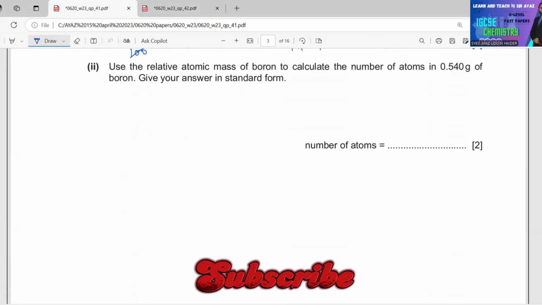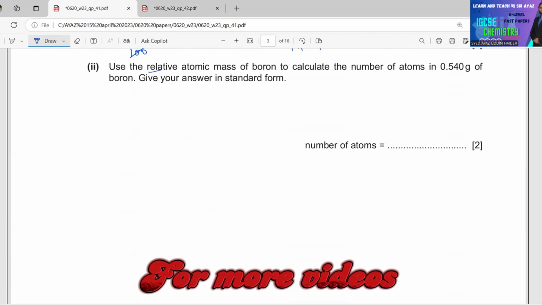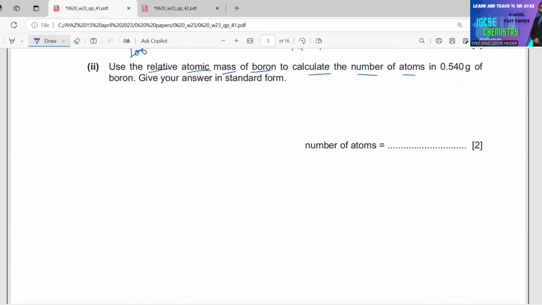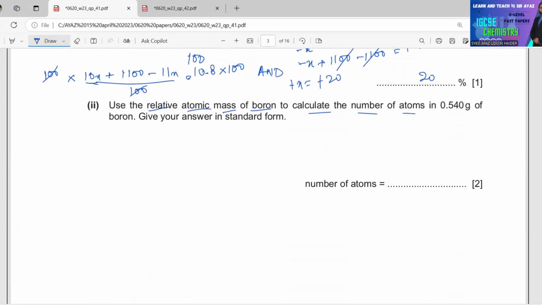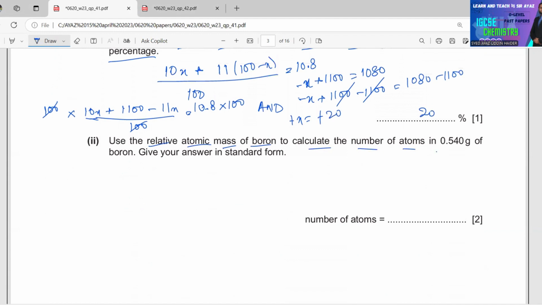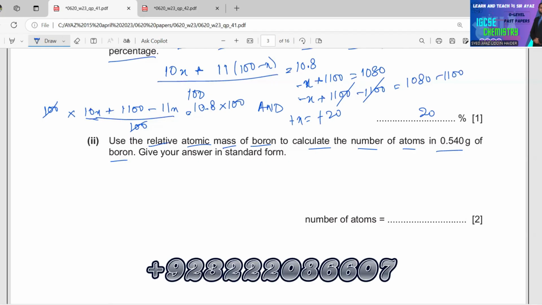Part 2. Use the relative atomic mass of boron to calculate the number of atoms in 0.50 gram of boron. AR of boron is given. We need to calculate the number of atoms in 0.50 gram of boron. So the best route will be to convert this into moles.